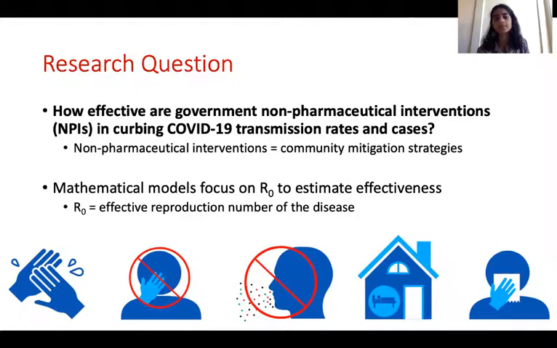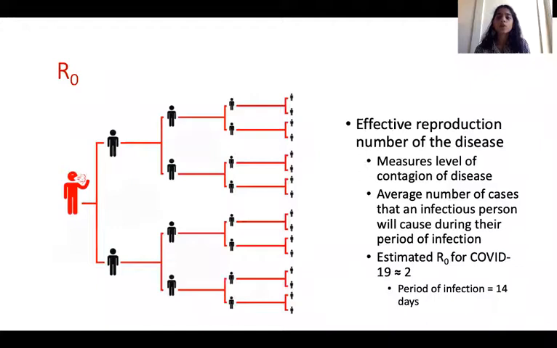So R0 essentially measures the level of contagion of the disease. It's the average number of cases that an infectious person will cause during the time that they're infected. For COVID-19, the estimated R0 is approximately 2 for a period of infection of 14 days. We can see that with the graphic on the left. The little figure in red is the infected individual. Once they cough or somehow spread the virus to other people, it's estimated that they'll spread it to 2 people, who will then spread it to 2 people, and so on and so forth. This is how the disease exponentially increases.